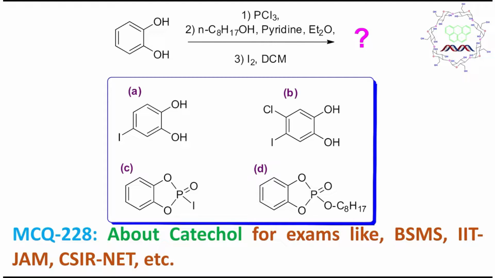Today's topic of discussion is one MCQ about catechol. Catechol means 1,2-dihydroxybenzene. So actually a 3-step reaction is carried out on this catechol moiety, and you have to say what is the major product of this reaction. Students, actually this problem is a little different and difficult, I agree.